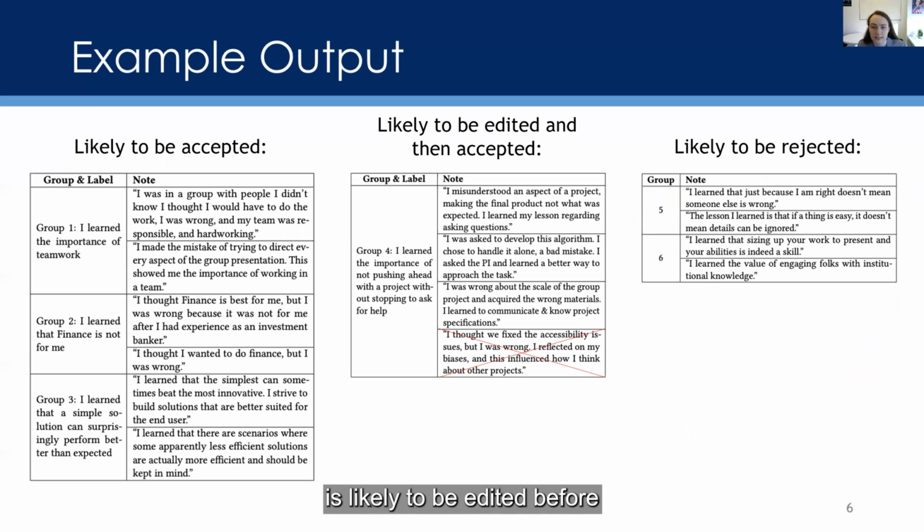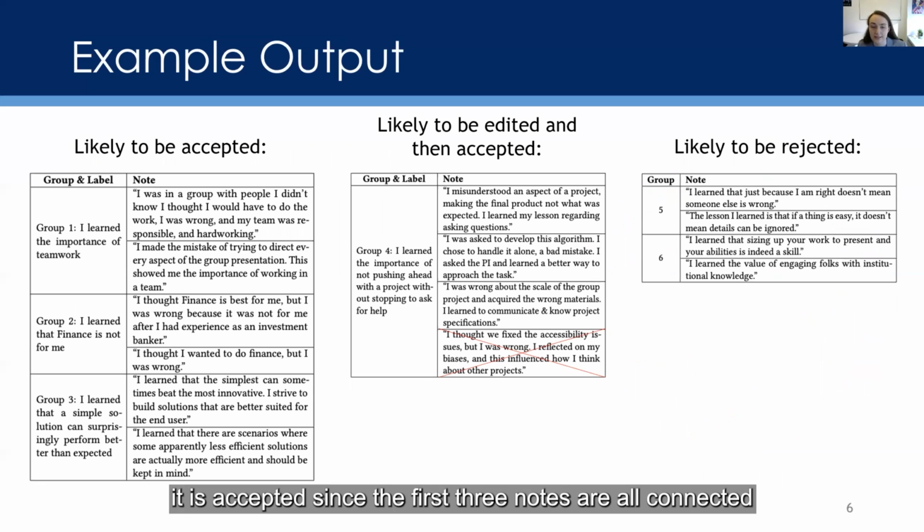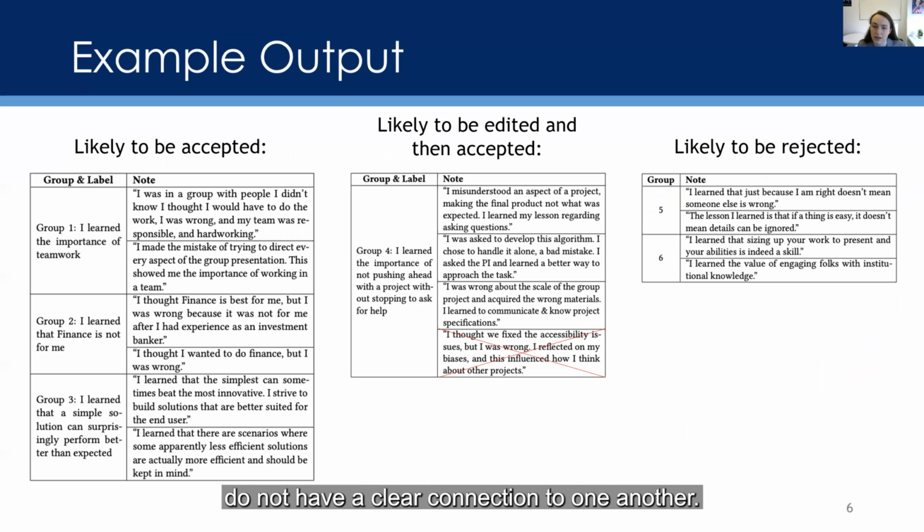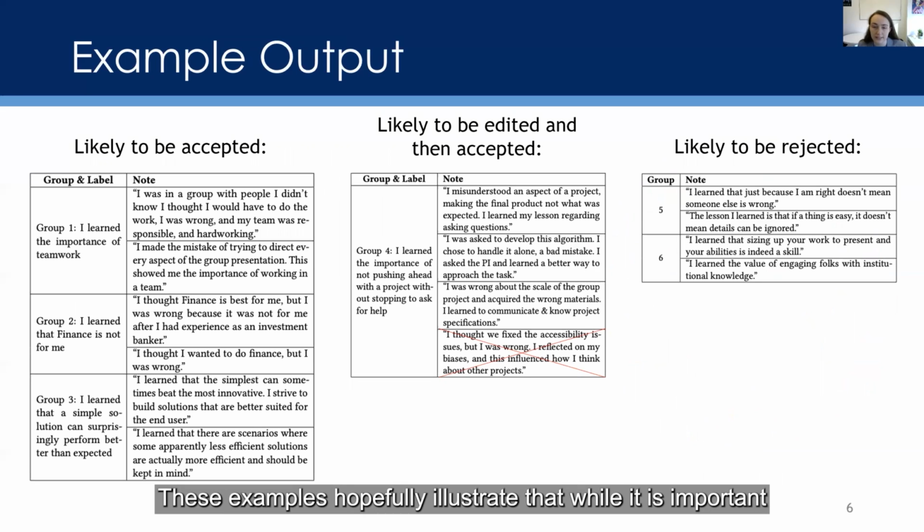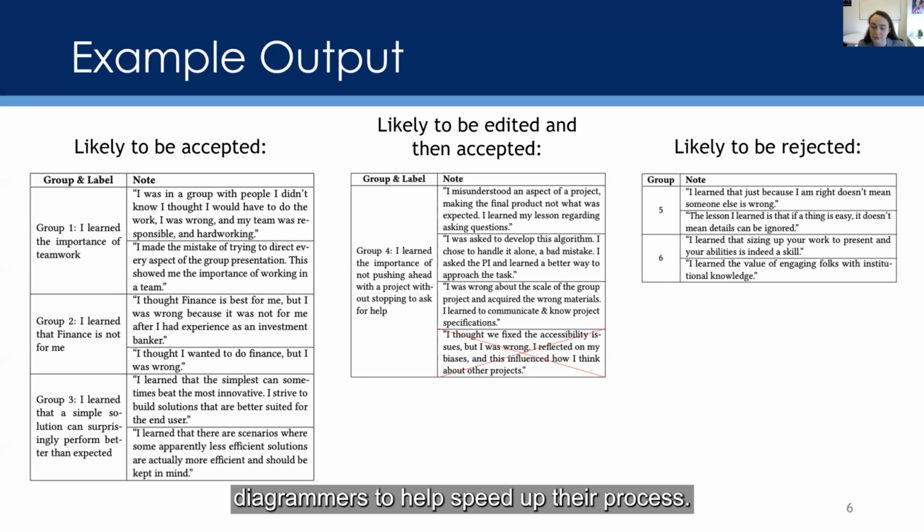The grouping in the middle is likely to be edited before it is accepted, since the first three nodes are all connected to one another, but the fourth node is not. The groupings on the right are likely to be rejected by the user, since the notes in each group do not have a clear connection to one another. These examples hopefully illustrate that while it's important humans have the final say in the diagramming process, QuAD's pre-grouping suggestions would be a useful tool for diagrammers to help speed up their process.